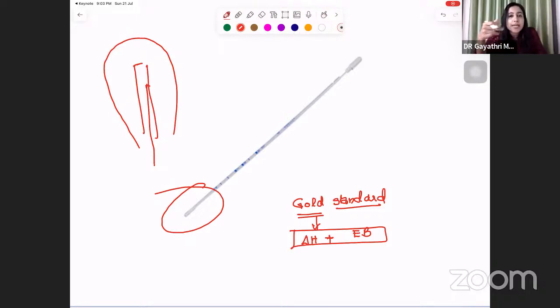So we have different scopies: laparoscopy, where you have a look inside the abdomen; colposcopy, where you have a look at the cervix, even the vagina can be seen in that; and the hysteroscopy, where you look inside the uterus.